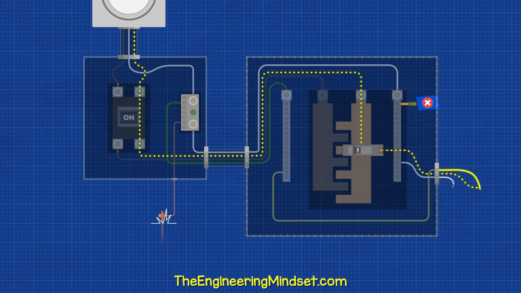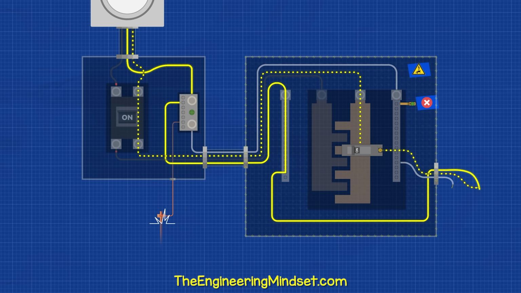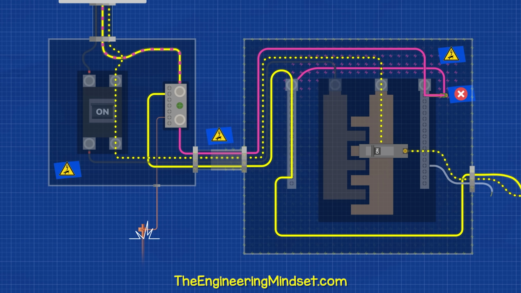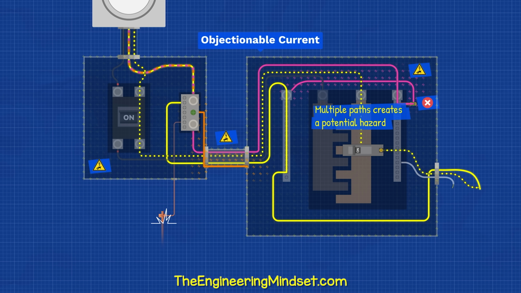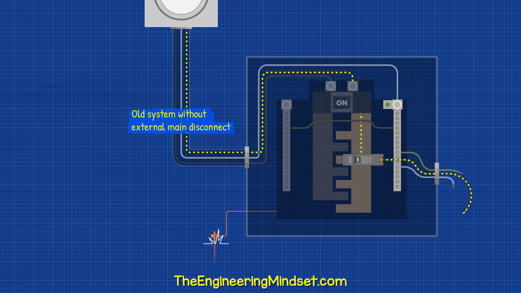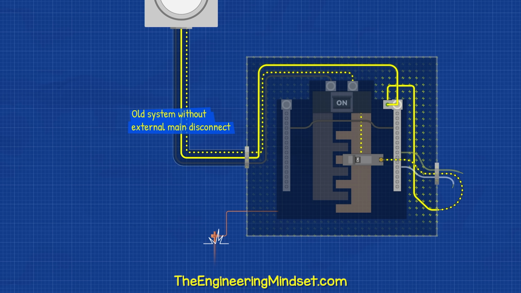If the neutral bus bar was also bonded in the main panel by mistake, then the ground fault current can travel along the ground wire, but it can also travel through the case and then also along the neutral wire, and if a metal conduit has been used, it can also flow through the conduit. So we have 3 parallel paths for fault current. We don't want that. That's why in this particular system, we do not bond in the main panel. However, older systems without the external main disconnect will be bonded in the main panel. We have covered that in a previous video.